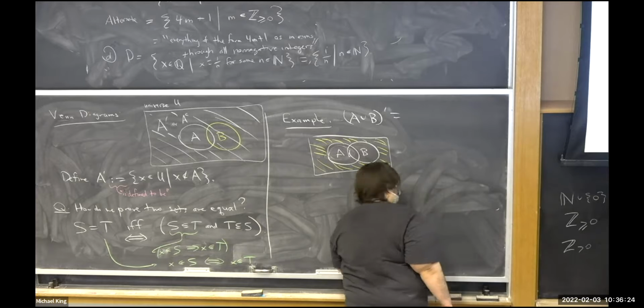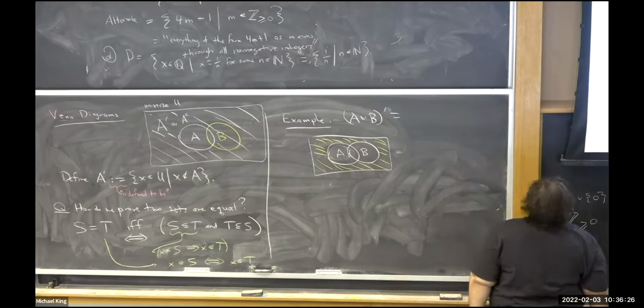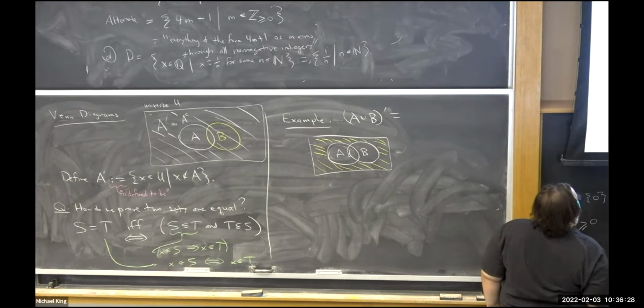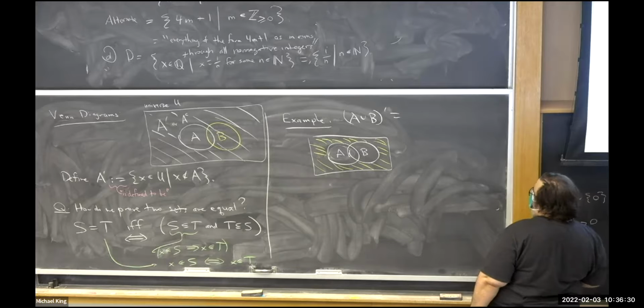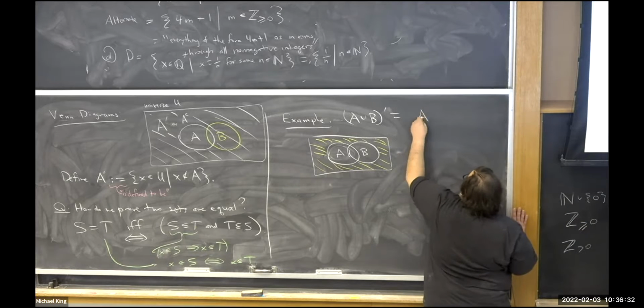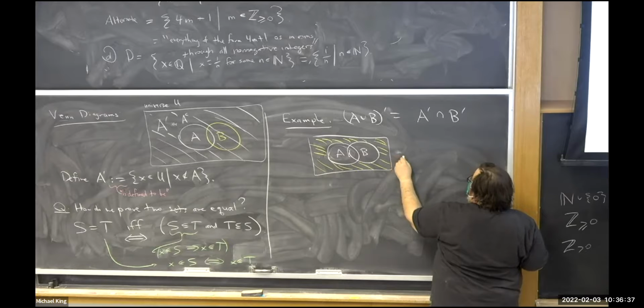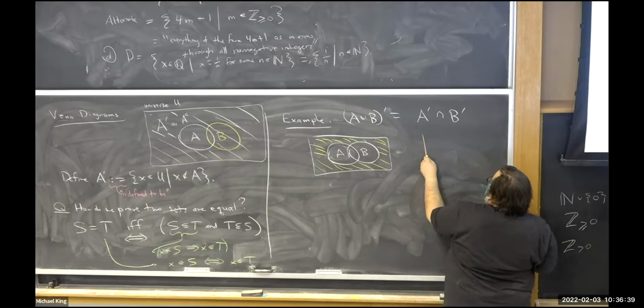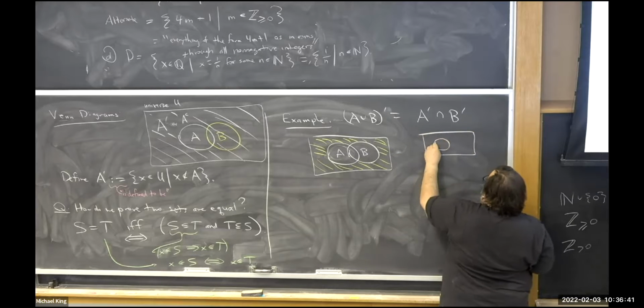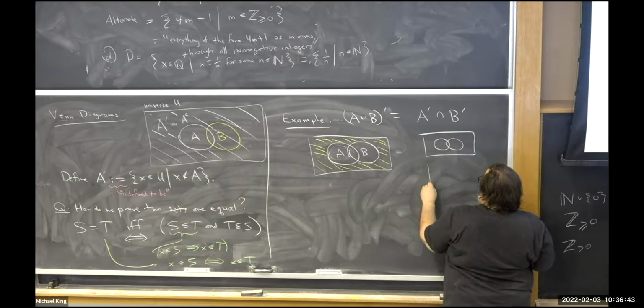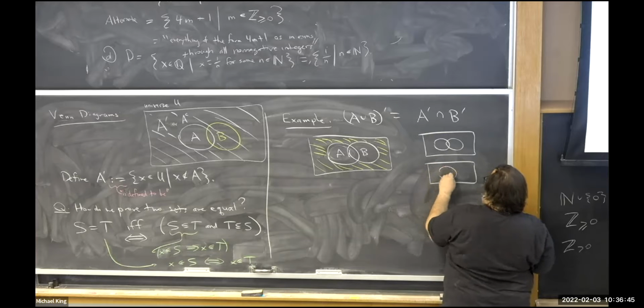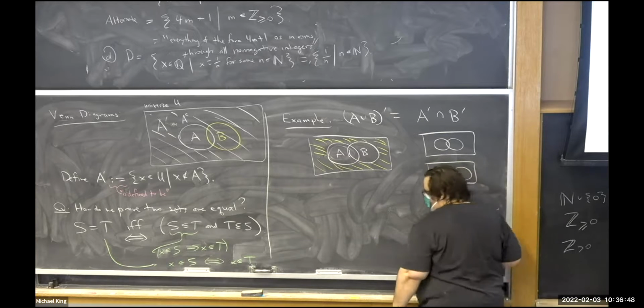And I'm claiming that that's the same thing as the intersection of the complement of A and the complement of B. Right, so A prime intersect B prime. Now let's see, do we believe that? Maybe it's worth drawing this twice and then intersecting and seeing if we get the same thing.